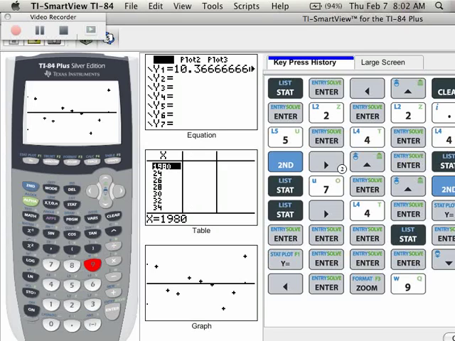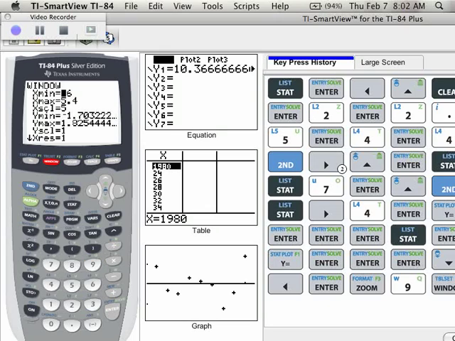Once I have my residual plot, look at the window so I have some idea what's going on. My x minimum value is 0.6. I don't really like that, so I'm going to make my x minimum 0. My x maximum is 5.4. I don't really like that, so I'm going to make it 5 or 6. I don't know, because I go out to 5 for the x table.